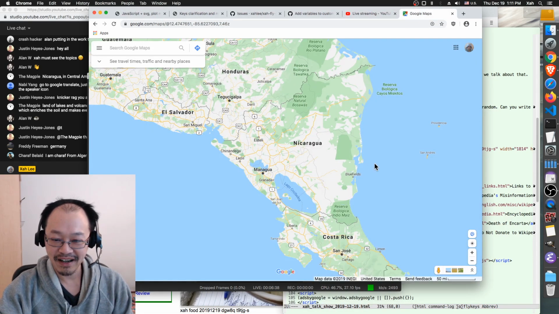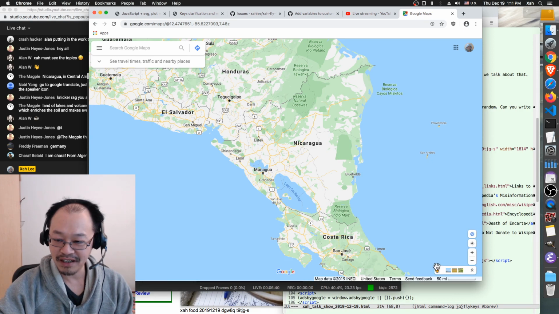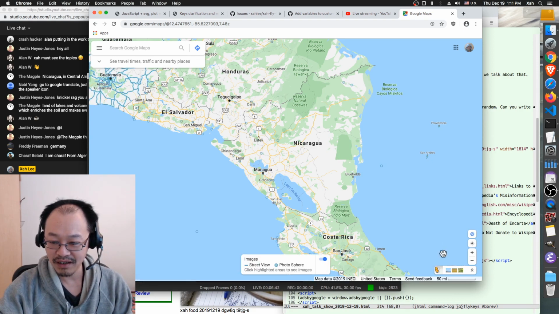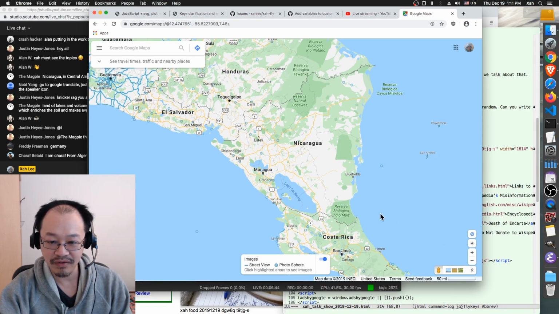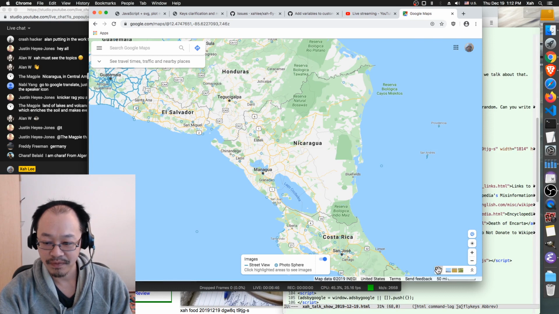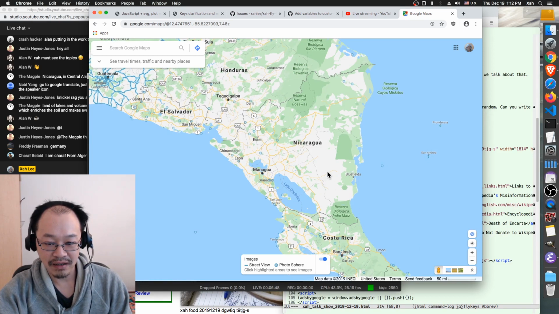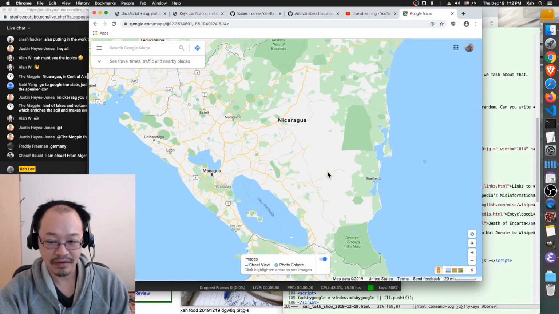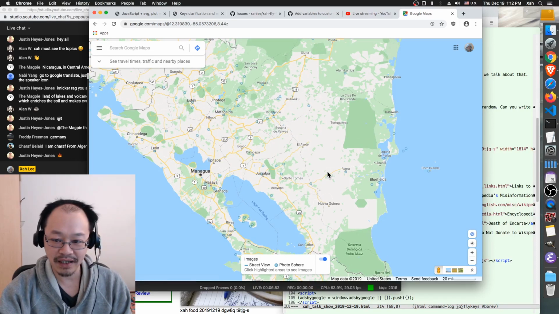So Nicaragua. Let's drop down to look at some of the sceneries of Nicaragua. So where can we drop down? So Magpie suggests a place.